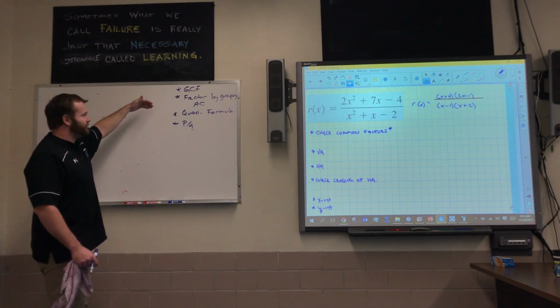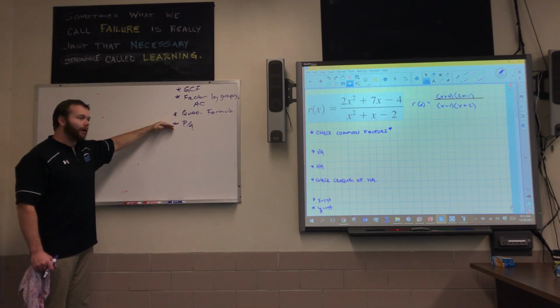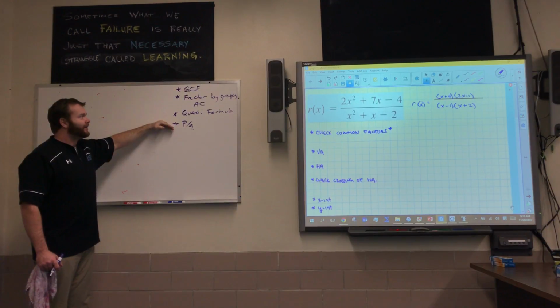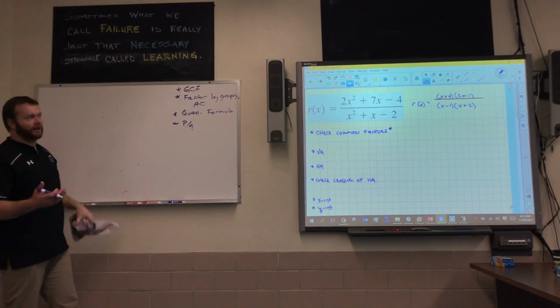I would not jump straight to quadratic formula because it's going to be a little bit more time consuming. I would not jump straight to this. They will work, but more time consuming. Okay. This one here is going to actually factor by A times C. I want to check that. And you can do that quickly.